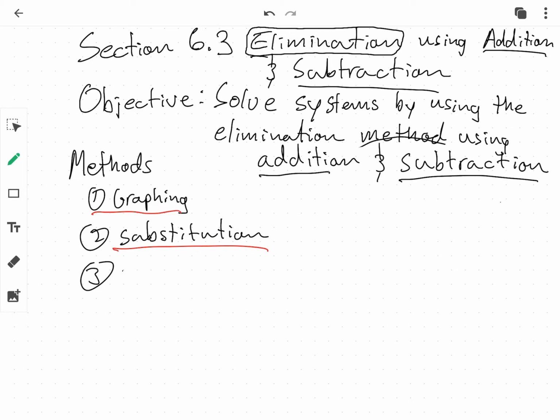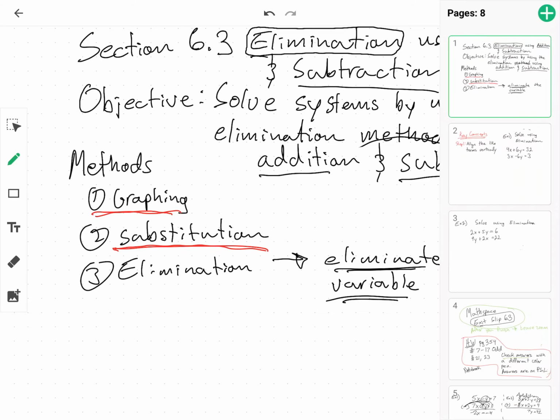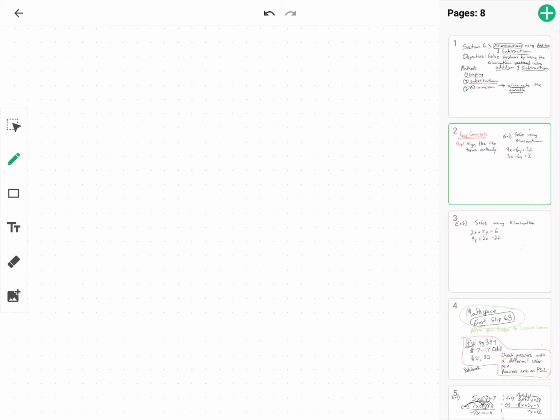The two methods that we've looked at so far are how to solve a system by graphing and by using substitution. The third method for today is elimination. And our whole goal is to eliminate the variable. Okay? So our whole goal is to eliminate the variable. We're going to follow 4 steps in solving a system. So we're going to try to solve this system by using elimination.